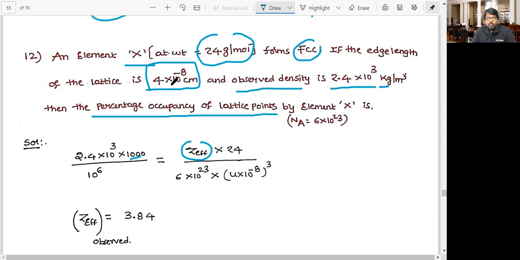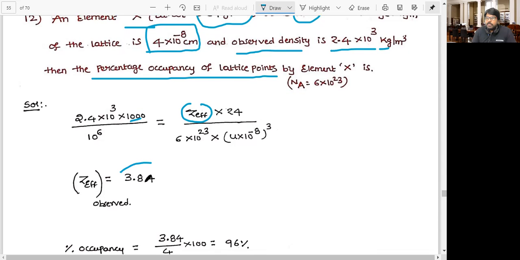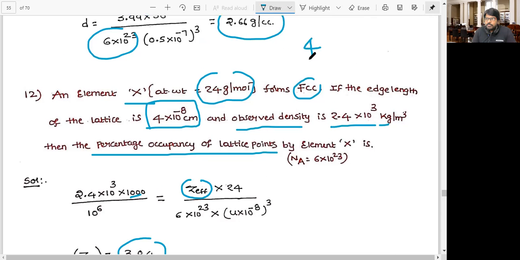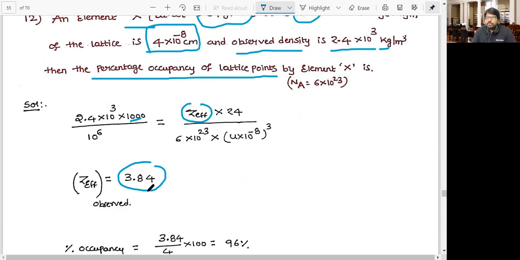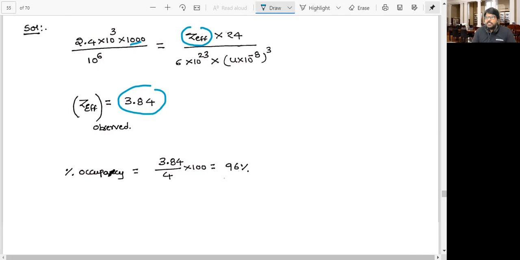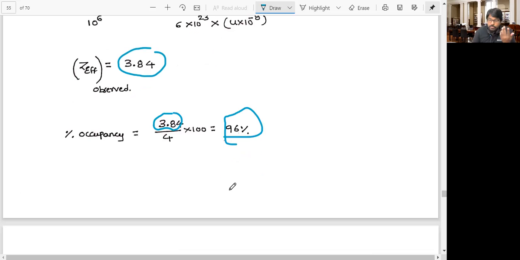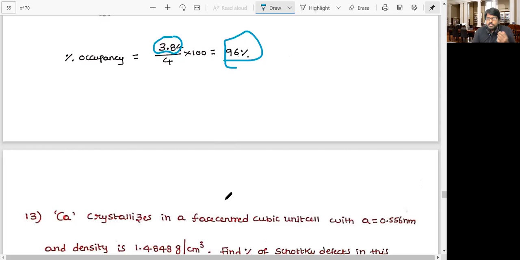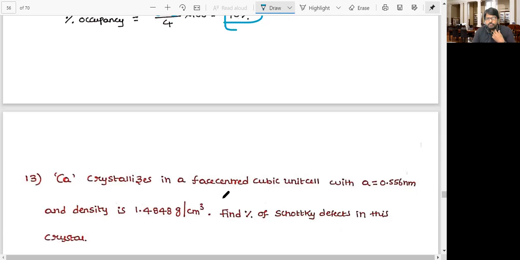And this is the edge length, yes. And what is the Z effective we got? 3.84. What is the actual Z effective? 4. Actual Z effective is 4. But what is the Z effective we are getting? 3.84. He is asking percentage occupancy. So out of 4, we have only 3.84. So 3.84 is how much percentage of 4? That is the question. So 96%. What about the 4%? Defects. It must be Schottky defect and the vacancy defect, of course.